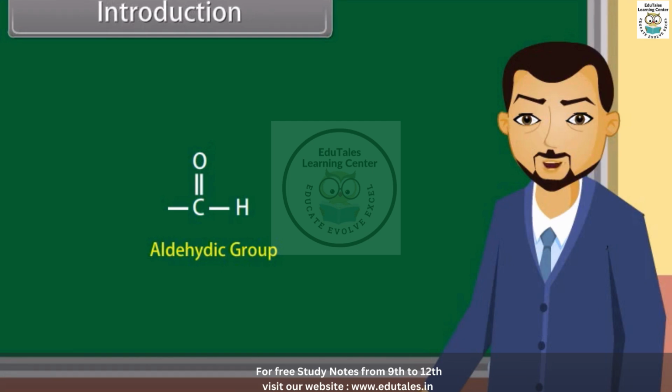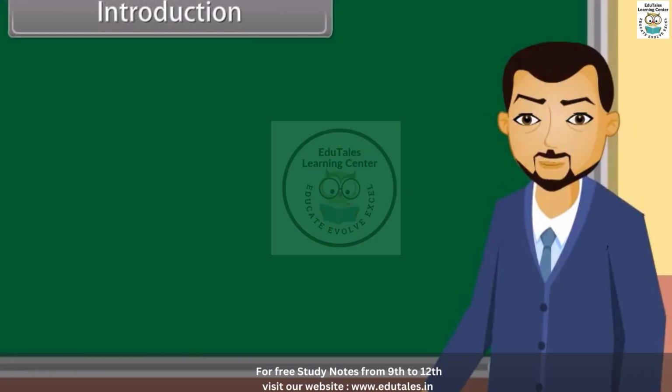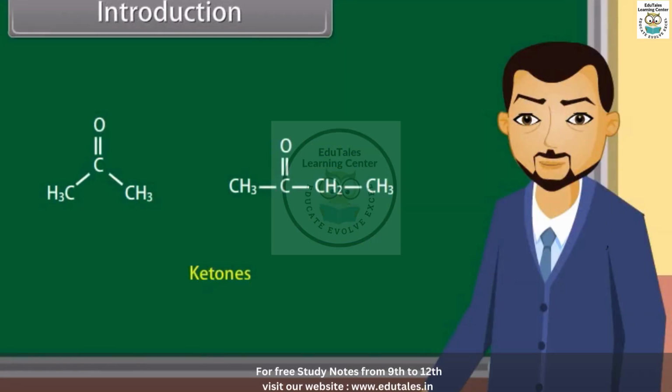Now, can anybody tell me what are ketones? Yes, teacher. Ketones are the organic compounds in which a carbonyl group is bonded to two carbon atoms. Very good, Ritu. In this lesson, we will learn more about aldehydes, ketones and carboxylic acids.